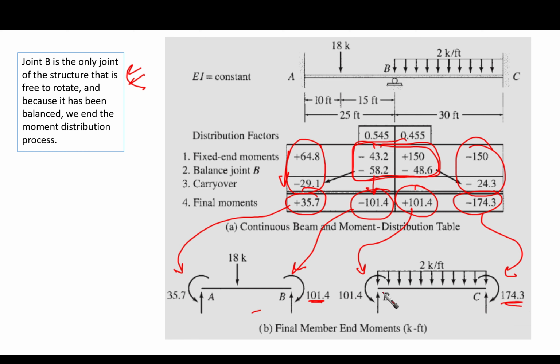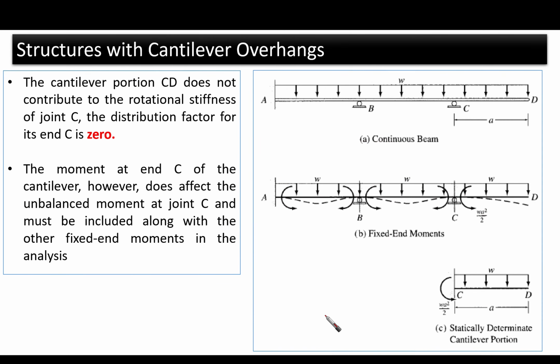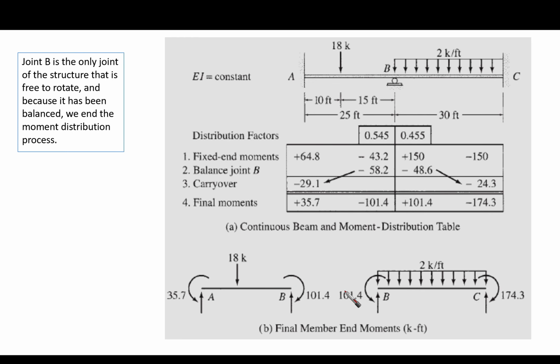Then these shears of the spans, we can obtain them by balancing the member. Okay, taking the moment here, you can obtain the shear here. Taking the moment here, you can obtain the shear here. And then the final reaction can be obtained by summing up the shear at each joint. So here and here, sum them up, it would give you the final support reaction.